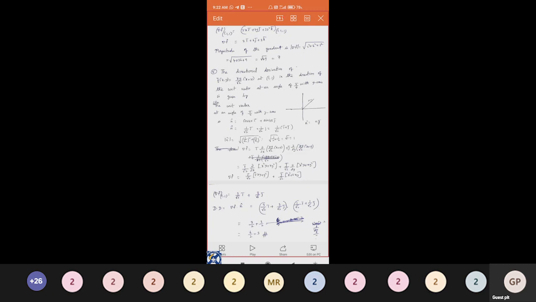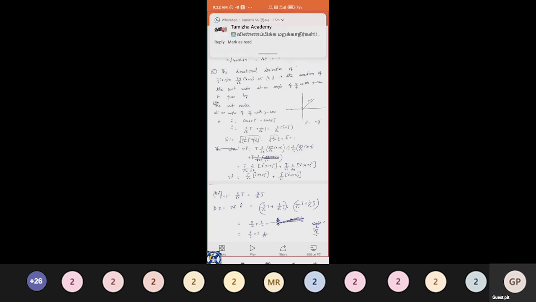First of all, the direction vector is given. The direction vector is a unit vector. It is not directly given, but it is given using some condition. Using the condition, we are going to find the direction vector. The direction is the unit vector at an angle of pi by 4 with the y-axis. So let us find this. The unit vector at an angle of pi by 4 with the y-axis is given by n cap. Pi by 4 is nothing but 45 degrees.